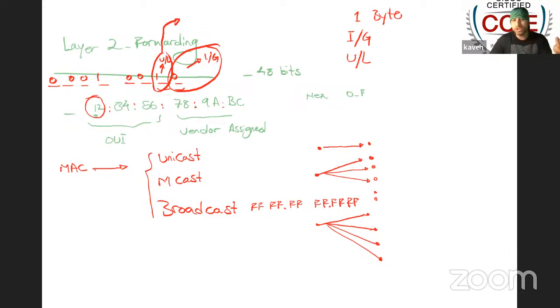So the IG bit signifies whether the address represents an individual device or a group of devices. If it is 1 and the address is not all F, it means that this is a multicast MAC address, right? And if it is all F, then this 8th bit will be 1, and the entire address is FFFF, then it represents the broadcast traffic, the broadcast term, right?